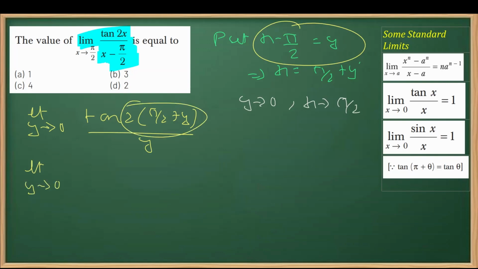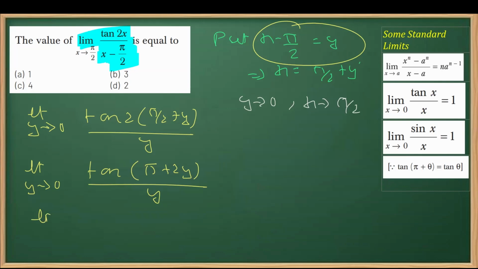On opening this bracket, we'll get tan of 2 times pi, and 2 times y is 2y, over y. Now we can apply this property, that tan of pi plus theta is tan theta. So limit y tends to 0 gives tan 2y over y. One more step: we'll be multiplying by 2 and dividing by 2.